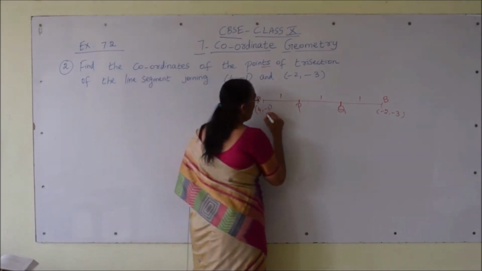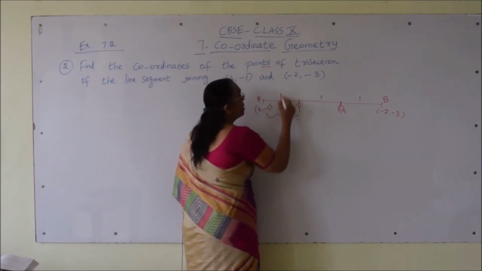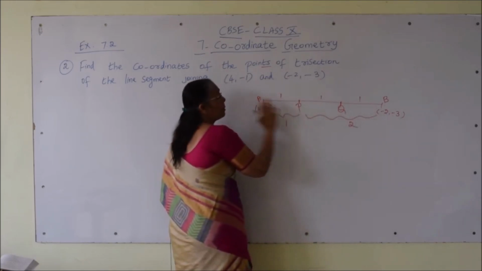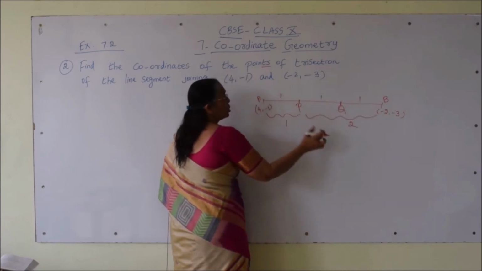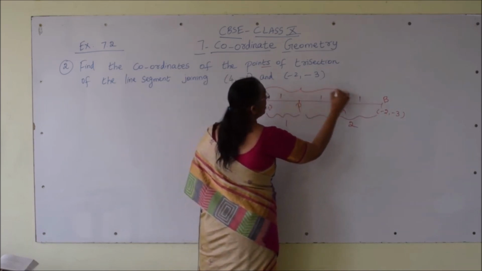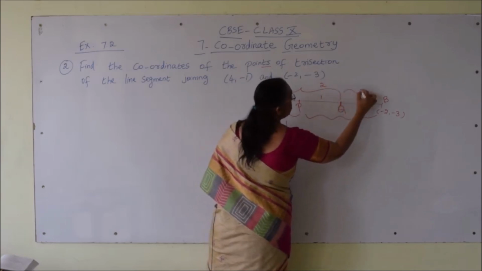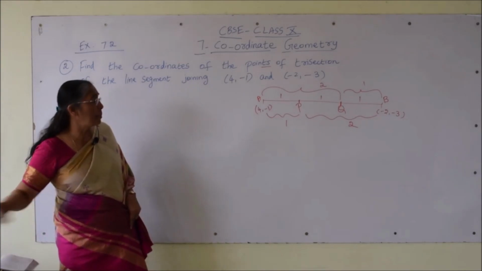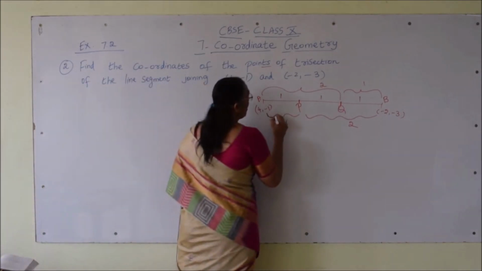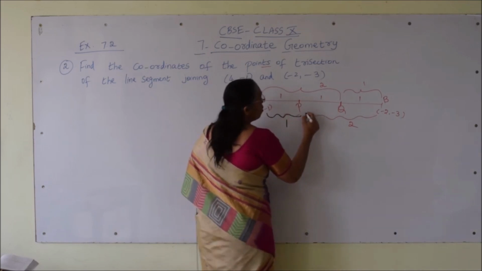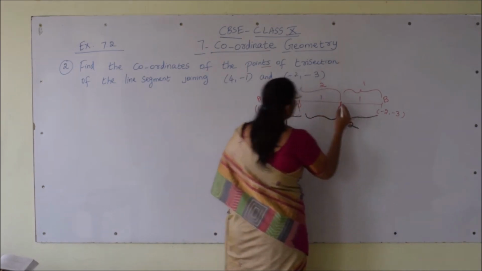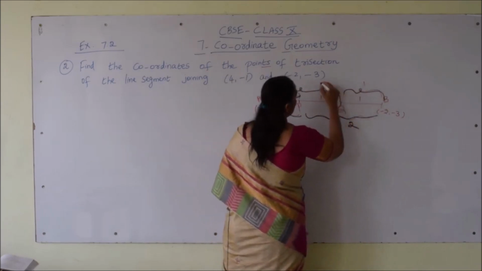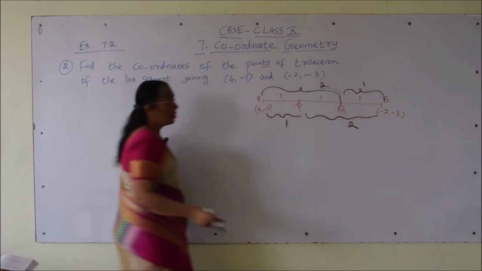To find the point P, the ratio will be 1:2. For the point Q, the ratio will be 2:1. So, we have to find the 2 points P and Q, where P divides AB in the ratio 1:2 and Q divides AB in the ratio 2:1. So, what is the formula?